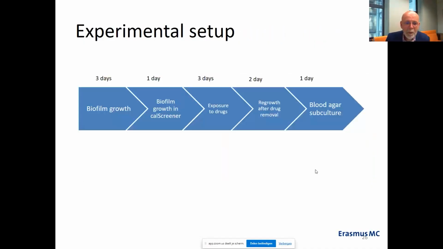So we wondered, can we mimic these driveline infections in our system? So we took drivelines, cut them in pieces, and grew biofilms for 3 days. And then on the last day, the 4th day, we placed them in the calScreener to see if we had enough energy, exposed them to drugs, and then got rid of the drugs to see if there's regrowth.